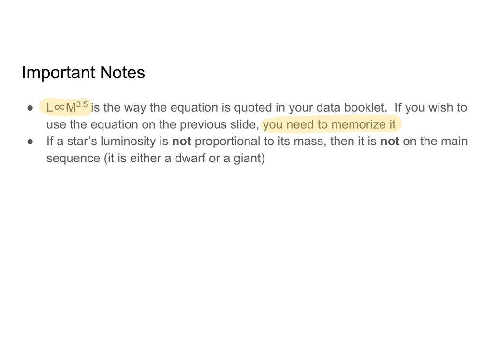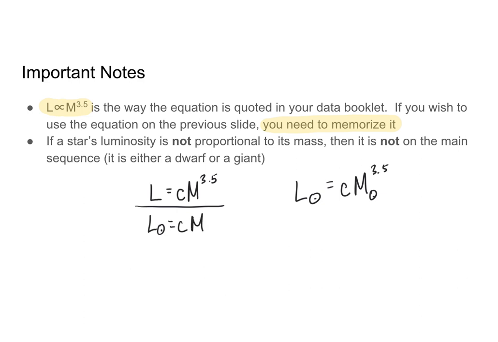If we're looking at proportionalities, when we talk about ratios, my proportionalities become equal, because saying that L is proportional to m to the 3.5 means L is equal to some constant times my mass to the 3.5. The luminosity of the sun is going to equal the same constant times M naught to the 3.5, where M naught is the mass of the sun. If I divide L by L naught and M by M naught, my C's will cancel, and that's where we get that last equation that we looked at.